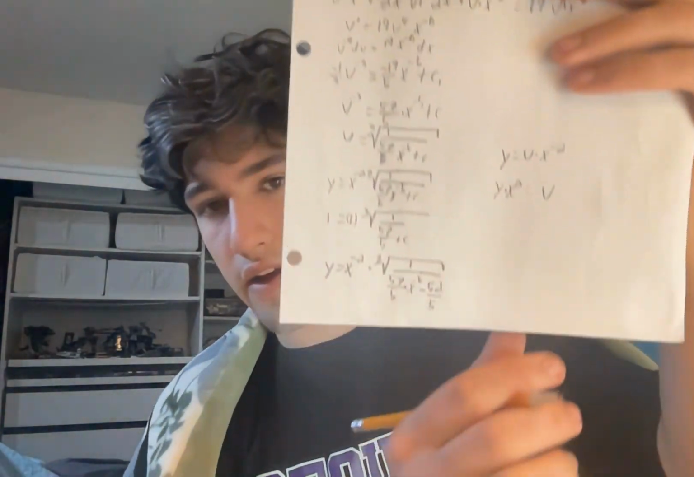So we could rewrite our final equation: y is equal to x to the negative 2 times the cube root of 1 over 57 over 5 x to the negative 5 minus 52 over 5. All right, and that right there is what we get.